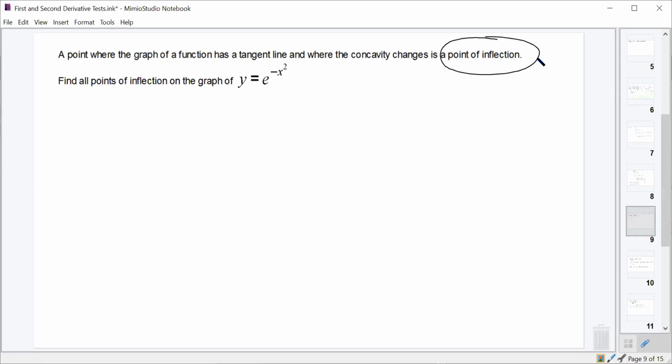So in order to find the points of inflection, we need to find the concavity. And in order to find the concavity, we need a derivative. Yeah, we need a first derivative followed by a second derivative. So y prime, well, let's see, y prime is the derivative of this. This is e to the u, right, with u equal to negative x squared. So that ought to be e to the negative x squared times the derivative of u, which is negative 2x. Everybody good with y prime?